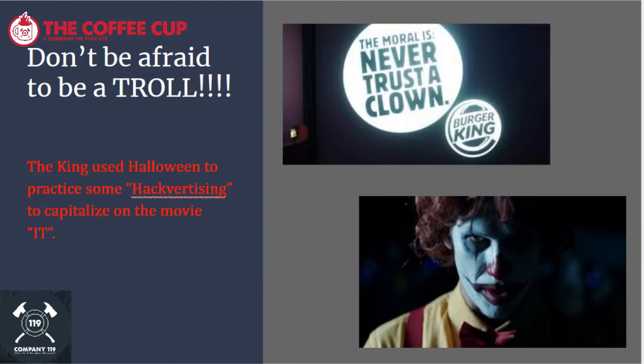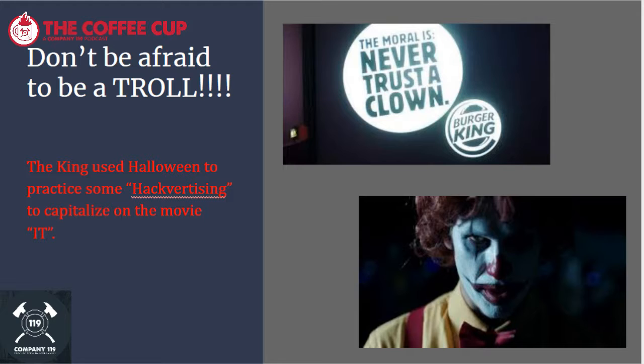And finally, don't be afraid to be a troll. Troll somebody this Halloween. Burger King used Halloween to practice some hackvertising to capitalize on the movie It. This is from last year when it was at the height of the movie world, everybody was on a clown rampage. Of course, Ronald McDonald is a clown. At the end of the movie It, right before the credits rolled in select theaters in Germany, Burger King ran this ad. The moral is, never trust a clown.